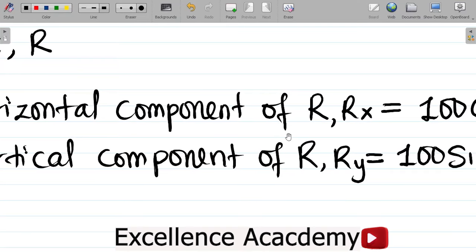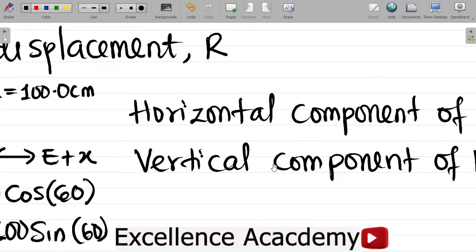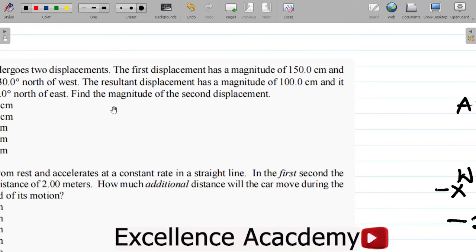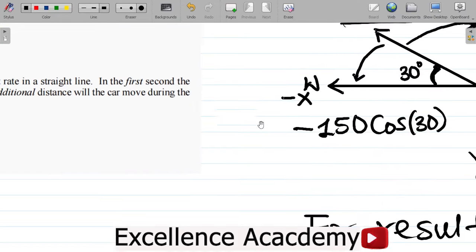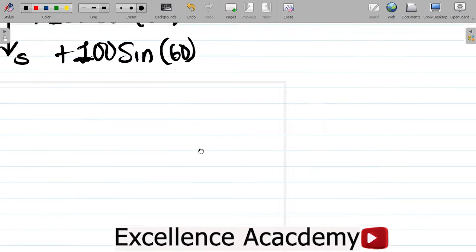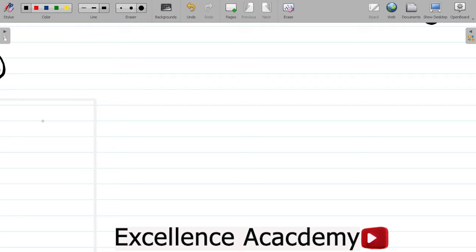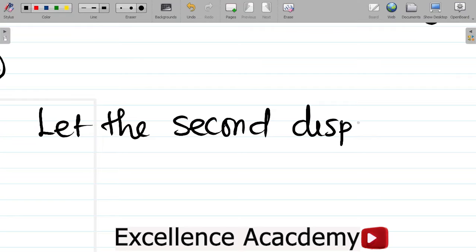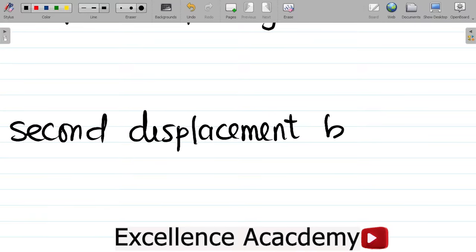Now we have to find the magnitude of the second displacement from the question. The first thing we want to do is let the second displacement be B, capital B.